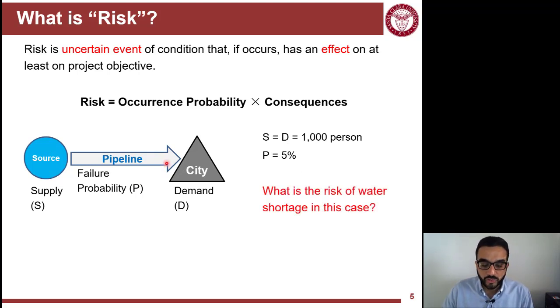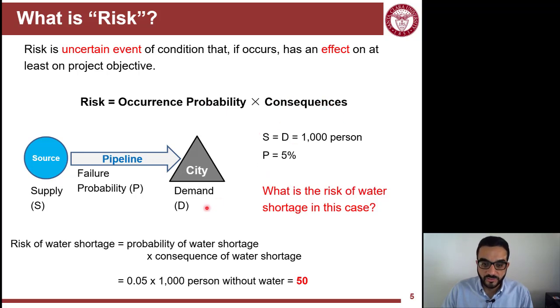Now what's the risk of water shortage in this case? Following the formula shown here, a risk can be quantified by multiplying these two things, the probability and the consequence of this risky event. In our case here, it is the probability of water shortage times the consequence of the water shortage. Not having water means that 1,000 people will be thirsty and their probability is 5%, so that translates into a 50. Now what's the unit of that? It should be 50 people, but what's the meaning of that? It doesn't really have a sensible meaning in some way. You can think of it like on average you will have 50 people without water in such a system.